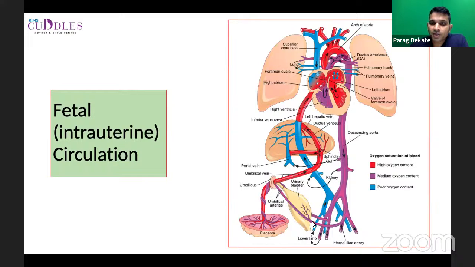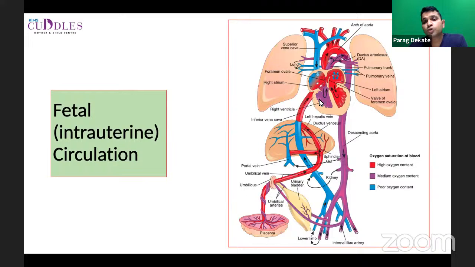And again through the umbilical arteries, it goes back into the placenta for reoxygenation. Some blood doesn't go back into the umbilical vein. There is blood which is going into the lower limbs and genitalia and all those things. That blood comes back through the inferior vena cava, and again goes back into the right ventricle.